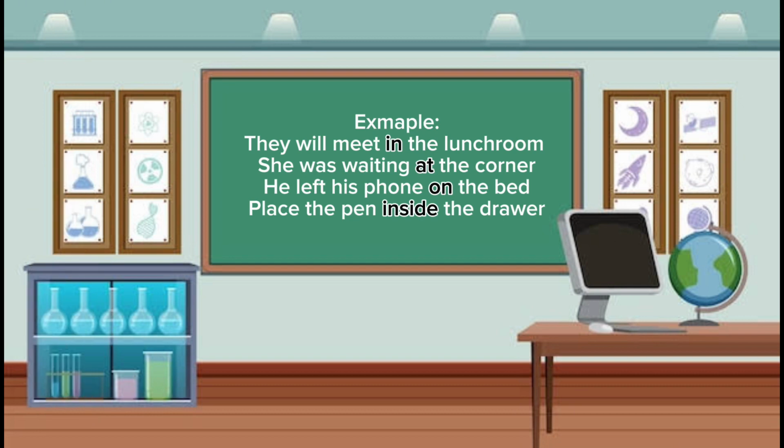Preposition of place, in the first example, they will meet in the lunchroom. The preposition of place here is in the lunchroom. The second example is she was waiting at the corner. The preposition of place here is at the corner. The third example is he left his phone on the bed. The preposition of place here is on the bed. The fourth example is place the pen inside the drawer. The preposition of place here is inside the drawer.